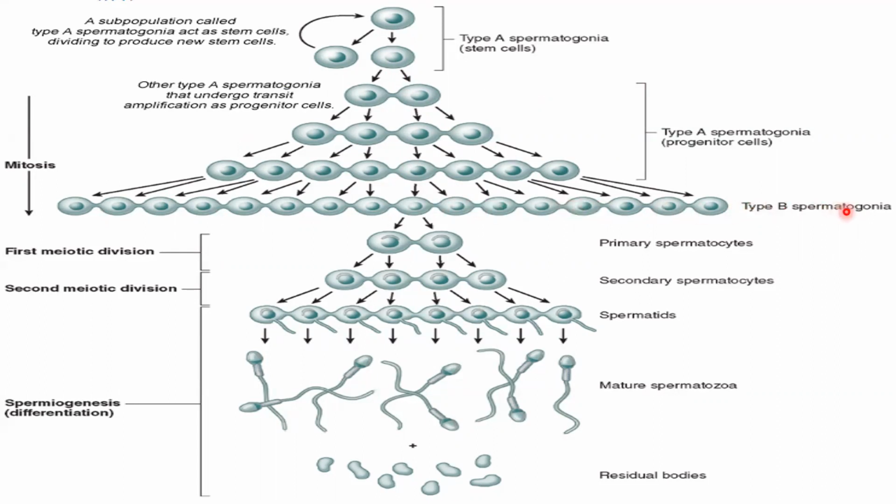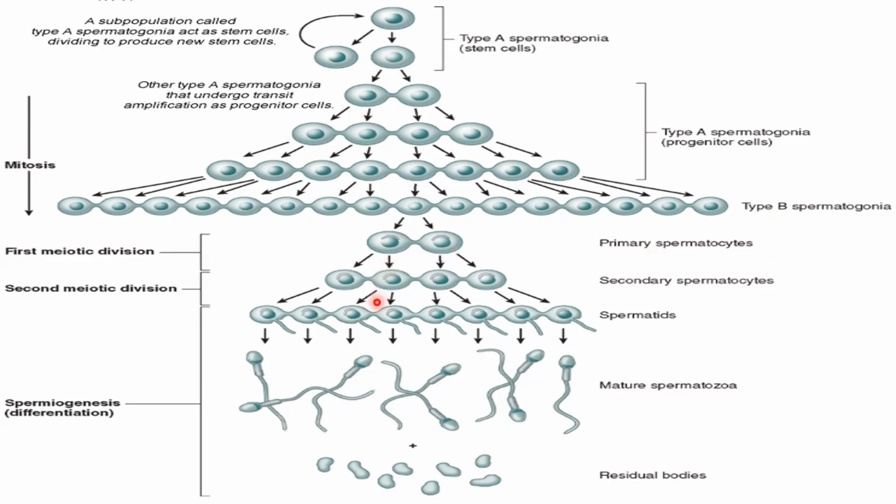After this, the type B spermatogonia will increase in size and form primary spermatocytes. The phase in which they increase in size is known as the growth phase. That is the second phase of spermatogenesis. The first phase was the multiplicative phase, in which type A spermatogonia divided and formed type B spermatogonia. The second phase is the growth phase, in which type B spermatogonia form the primary spermatocytes.